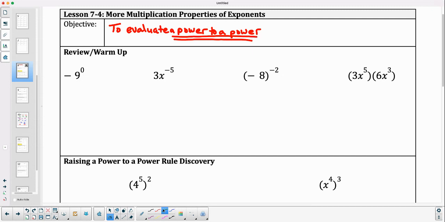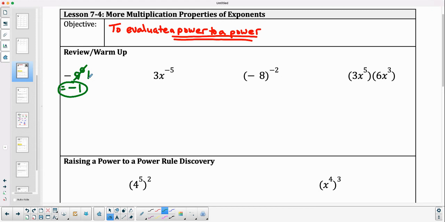All right, so here we have -9 to the 0th power. Any 0 power turns what it touches into a 1. So you look at what the 0 is touching, and it's touching this 9. So that's going to be turned into a 1. The negative was not affected. So the answer for this one is -1.